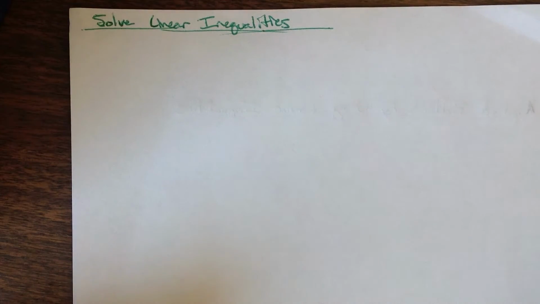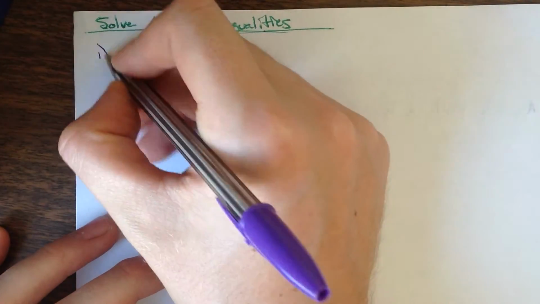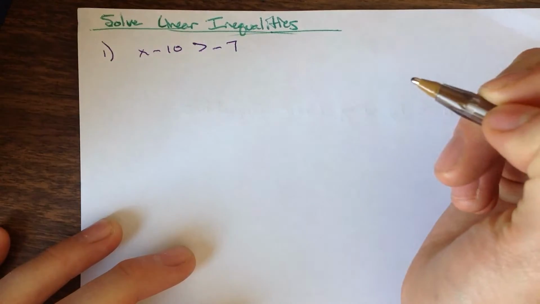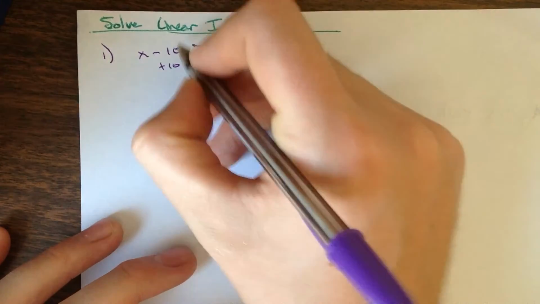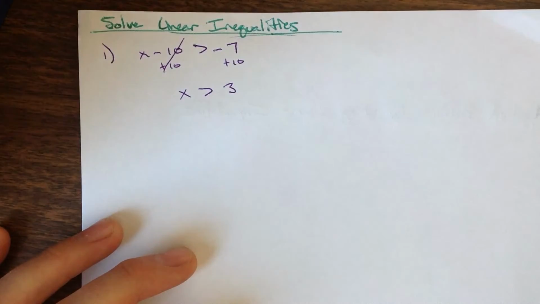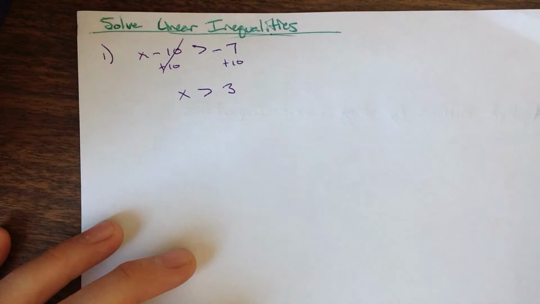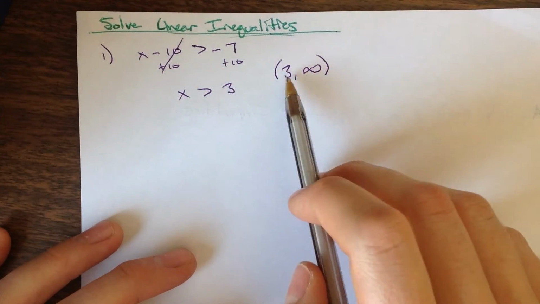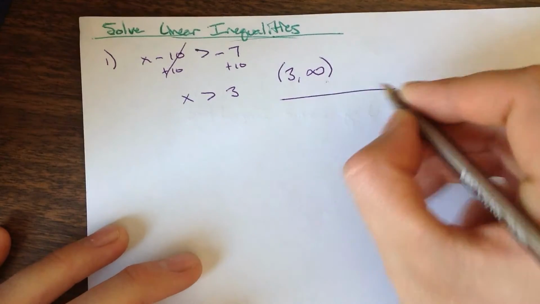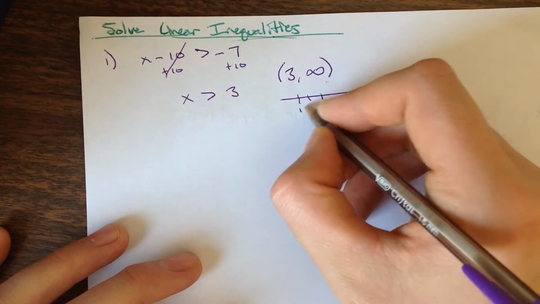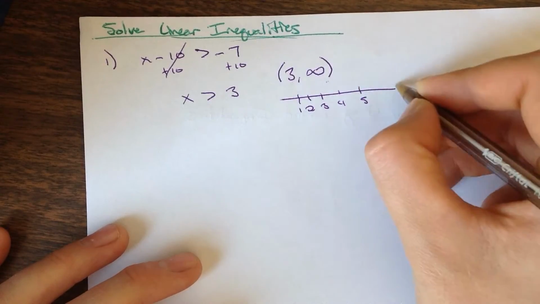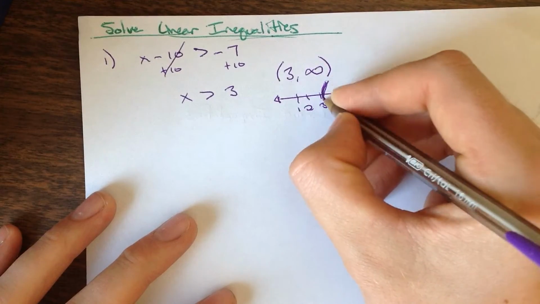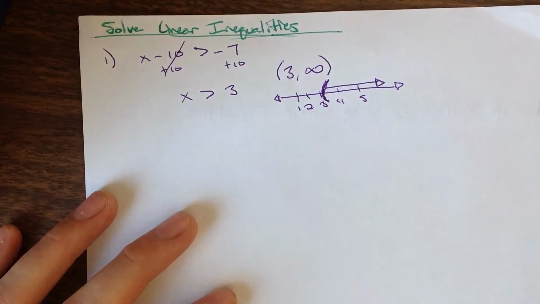So let's do some examples about solving linear inequalities. Let's say our first example involves an equation like this. If we add 10 to both sides, we end up with x being greater than 3. As a set, we could say it's anywhere from 3 to infinity. As a number line, we would put an open circle or a soft bracket on 3 and say we want anything bigger than that.